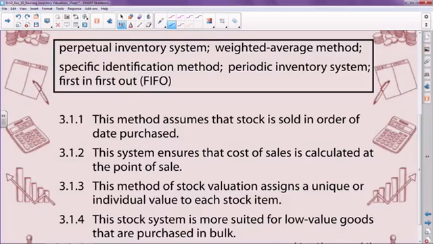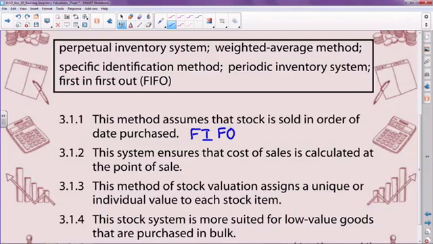Welcome back, grade 12s. Let's start with the first one. It says, this method assumes that stock is sold in order of the date purchased. Now, obviously, you know that this results in us having to determine which one of these would best suit this description. And the fact that it's sold in order of date purchased tells you that this is FIFO. And you know that stands for first in, first out. Obviously, the stock that comes in first is the stock that is first sold. Keep that in mind. Right.